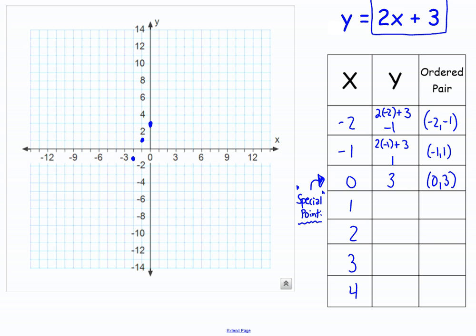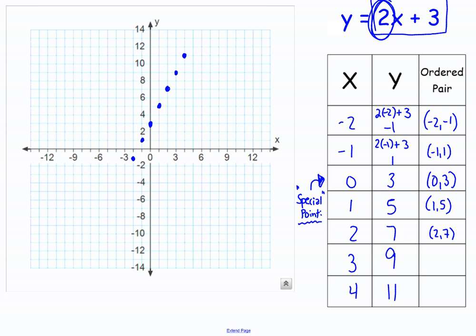What did you get for 1? X is 1. 5. Good. What did you get for 2? 7. Do you see a pattern? You should. What are we going up by each time? +2. I wonder if that has to do with anything with that number in front of x. Maybe. Okay, so you should have 9 and then 11. I don't think 11's on yours.